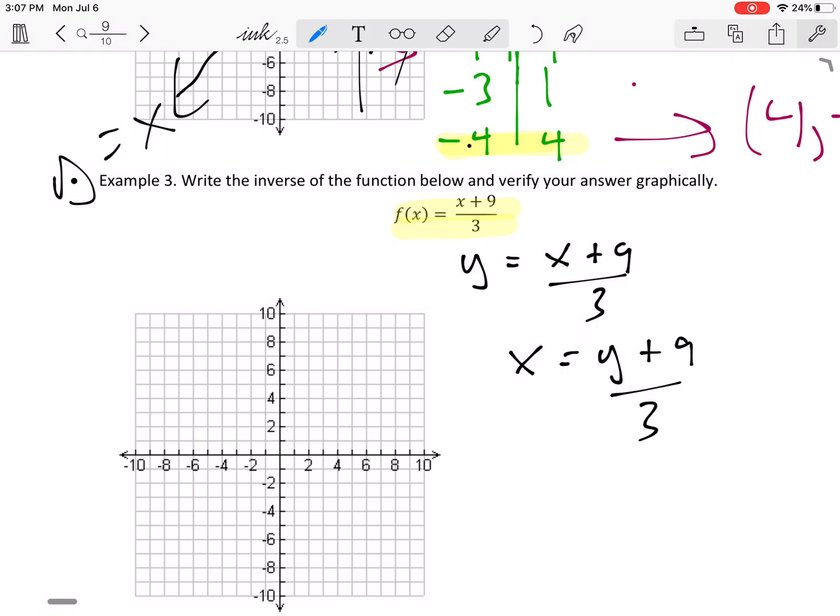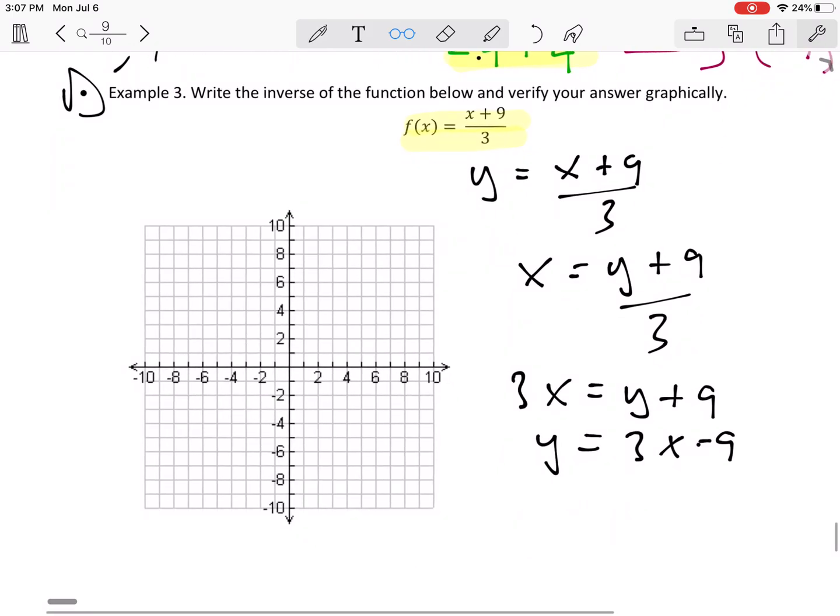And then what we want to do is rewrite this in terms of y. So we'll multiply both sides by 3. So we get 3x equals y plus 9. And so this is going to be y equals 3x minus 9. Okay, and so this is your inverse.